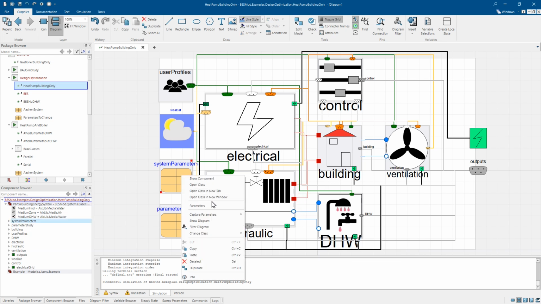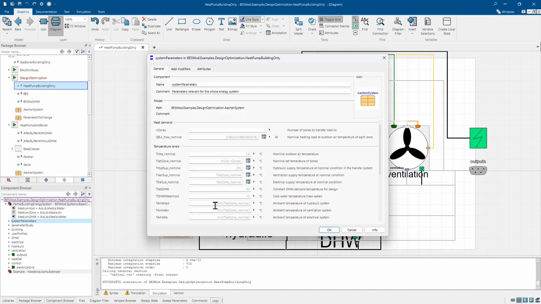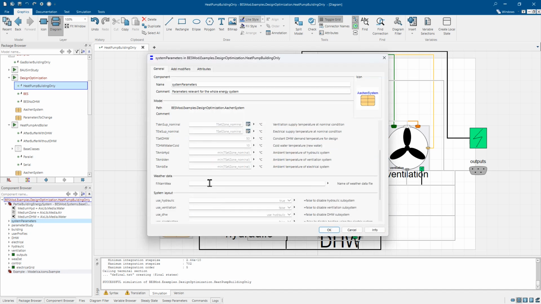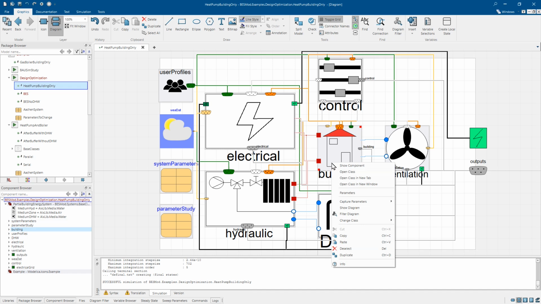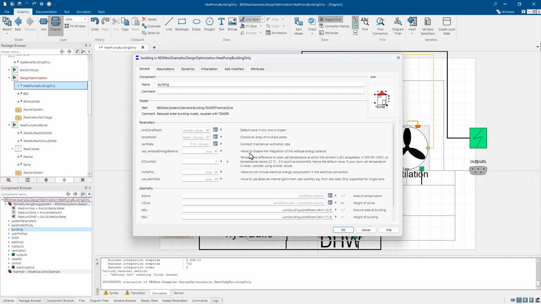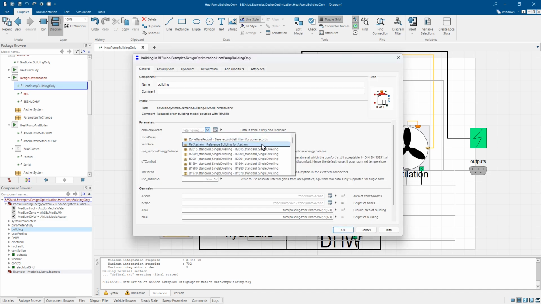First, we have to configure some general parameters. Our building is located in Aachen, Western Germany. We therefore choose the corresponding weather data set, which later will be used to condition the climate chamber in the lab. Our house should be equipped with an underfloor heating system. Hence, we set the hydraulic supply temperature at nominal condition to 35 degrees C. For the building itself, we select a pre-configured reference building for the city of Aachen.